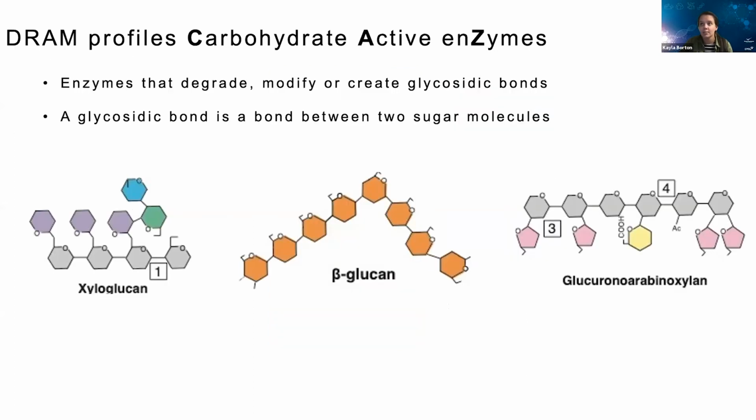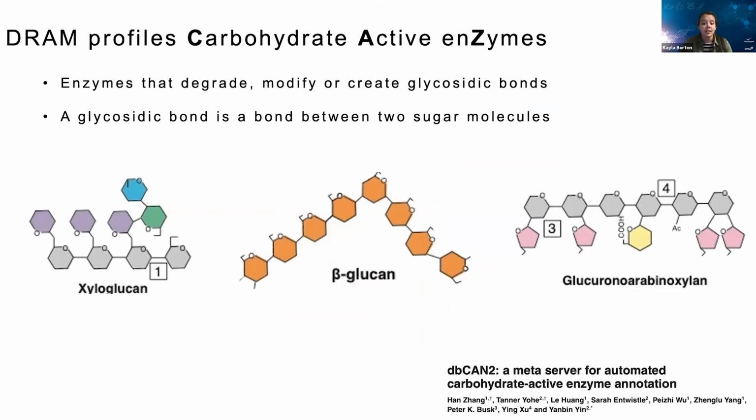And I do want to pause a minute on these CAZymes because you might be asking yourself, what are CAZymes? These are enzymes that degrade or modify glycosidic bonds. And so these are for large carbon polymers. I have a few pictures of what those look like. So beta-glucan, xyloglucan. And to annotate these CAZymes, we use dbCAN2.